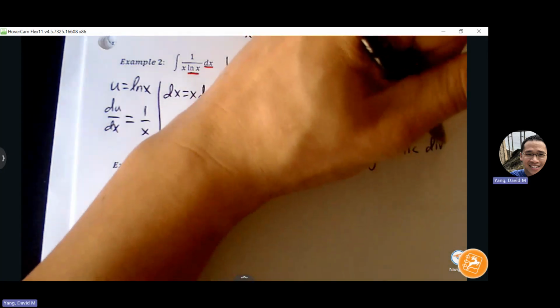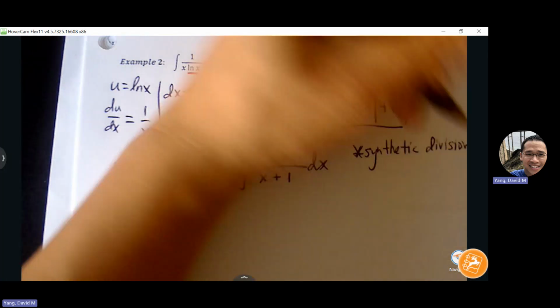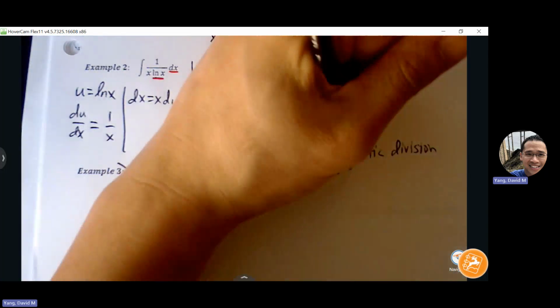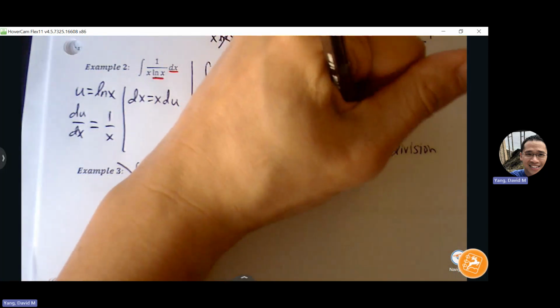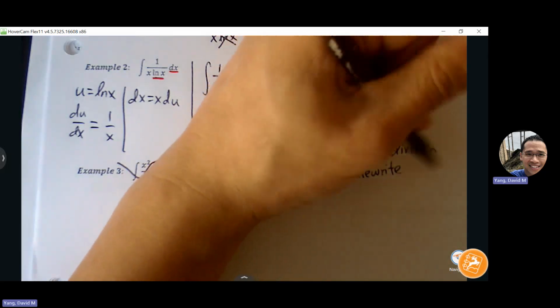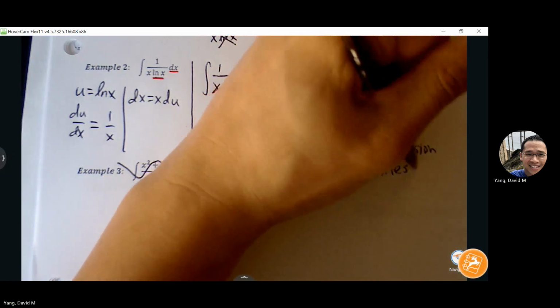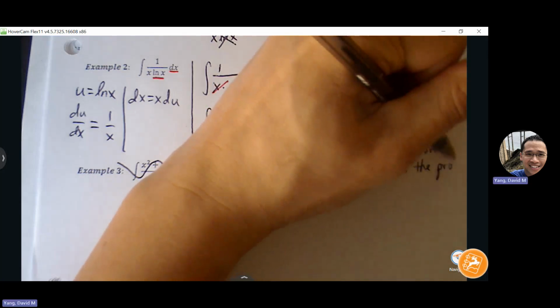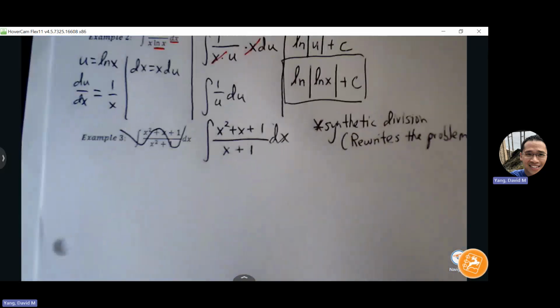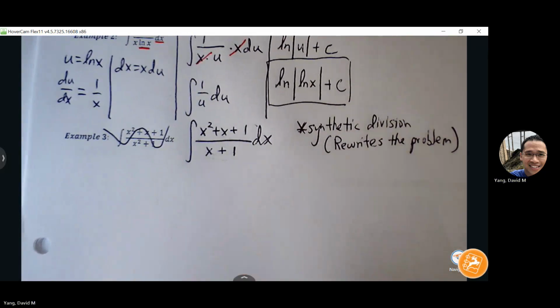Now, synthetic division doesn't solve the problem for us. It will not get us to the answer, but the whole purpose is it allows us to rewrite the problem in the form where we can apply the calculus. So you've seen this process before, but we're using this process as a way of rewriting the problem.